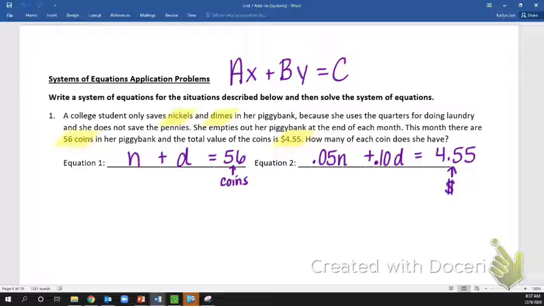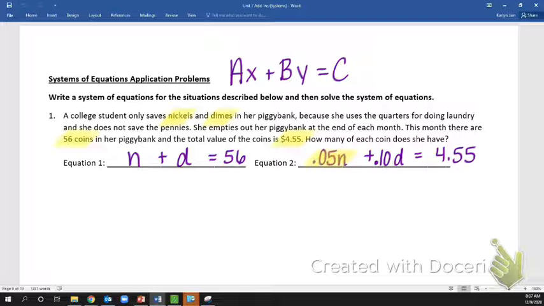And make sure you put the decimals in here. If you did this problem without decimals, if you wrote 5N, that's $5. And 10D, that would be $10. So you definitely want to make sure that you are using cents and not dollars. So now we have our system of equations. Since they're in standard form, we are going to want to use linear combination here.